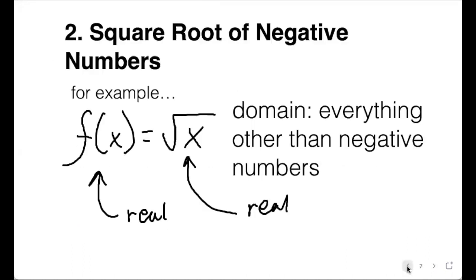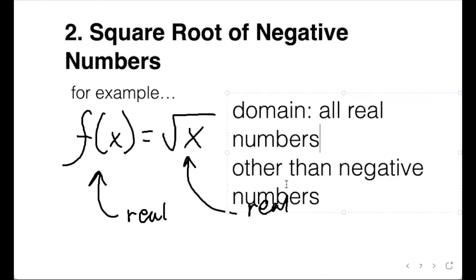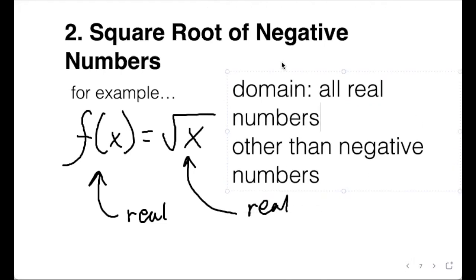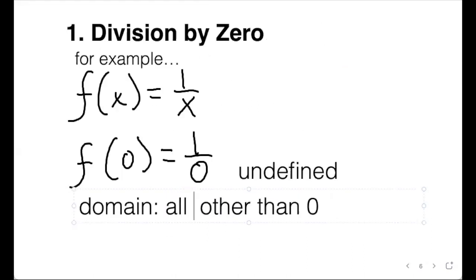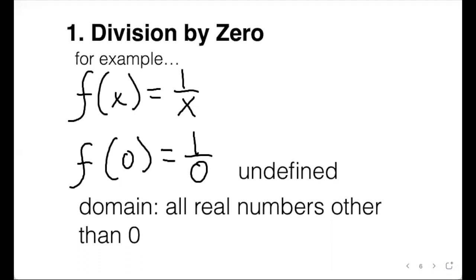And same thing for the square root domain. Instead of saying everything, let's say all real numbers. So it's all real numbers other than negative numbers. And I'll even go back to this one here. And this might seem like I'm splitting hairs or something, but I mean, it is actually important to be specific because, like we were saying before, we're not using imaginary numbers and complex numbers. So it is important to specify like what numbers we are using here.